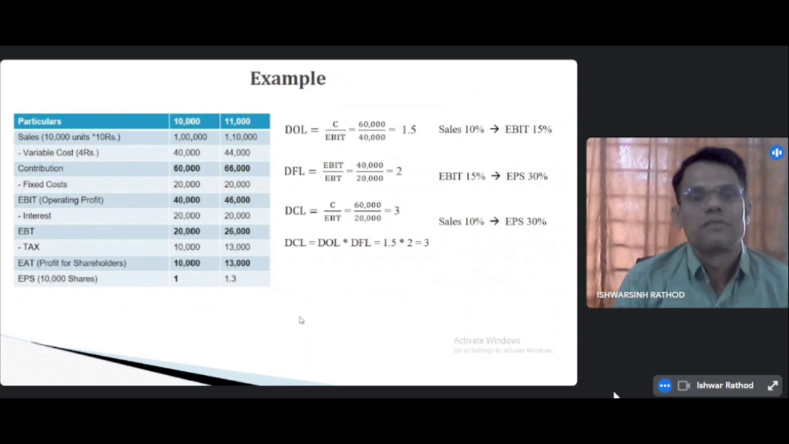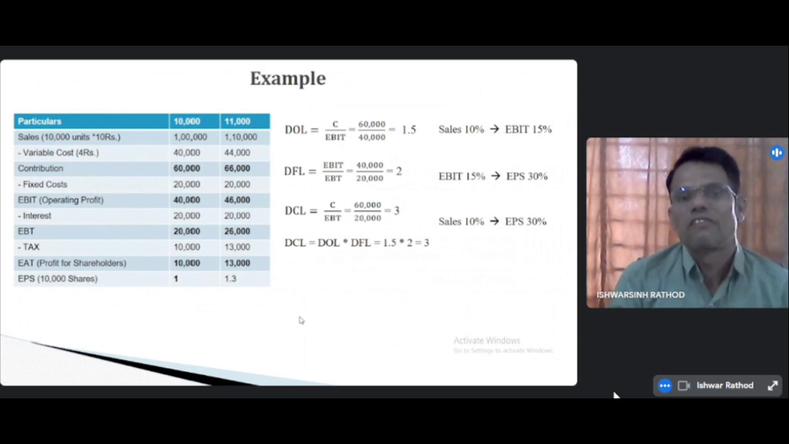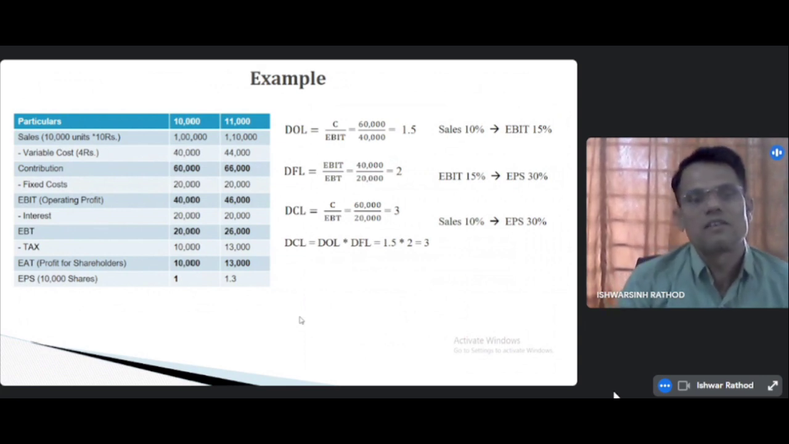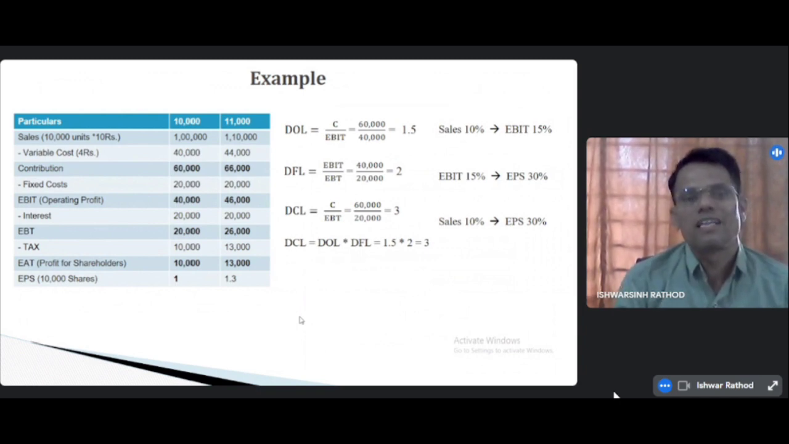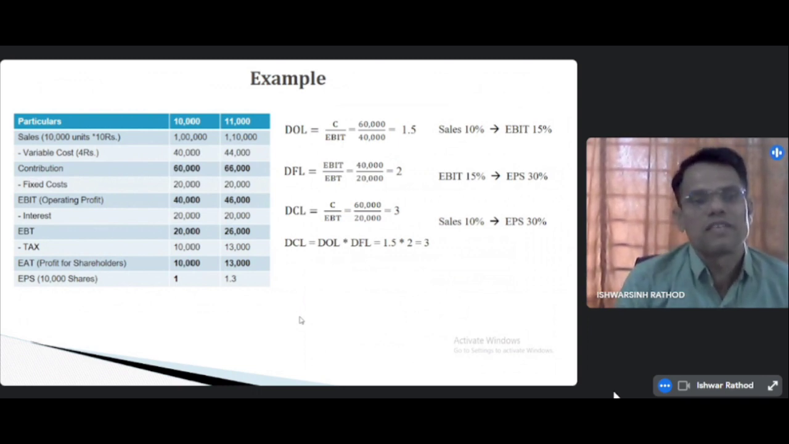For example, suppose units are 10,000 and 11,000. Sales price is 10 rupees per unit, so sales value is 1 lakh and 1 lakh 10,000. Variable cost of 4 rupees per unit is equal to 40,000 and 44,000. So sales minus variable cost is equal to contribution: 60,000 and 66,000, minus fixed cost.